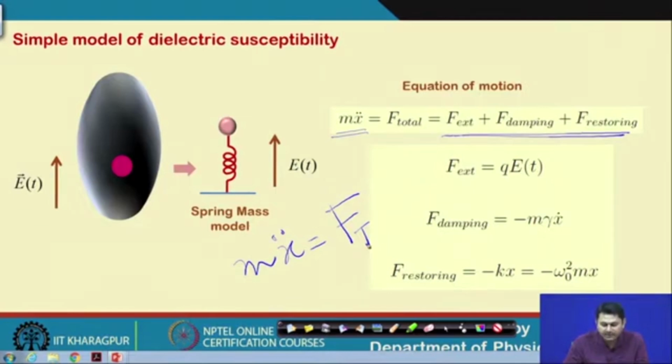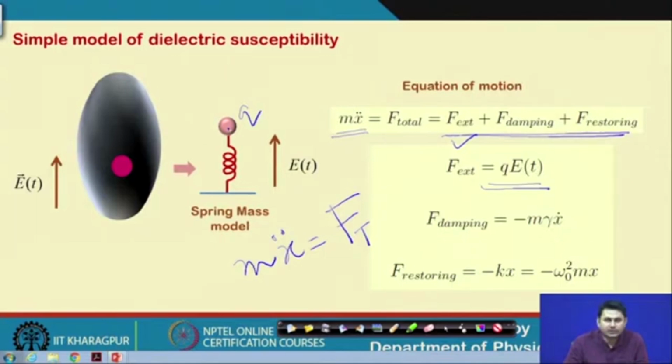If this is the case, then x is the position of the system, mass m is the mass of the electron, and the total force can be divided into three different parts. One is the external force, that means what kind of force I am applying from the outside. Here I am applying the electric field. If E is the electric field and Q is the charge, then Q multiplied by the electric field is the force that excites the system. The mass experiences this external force.